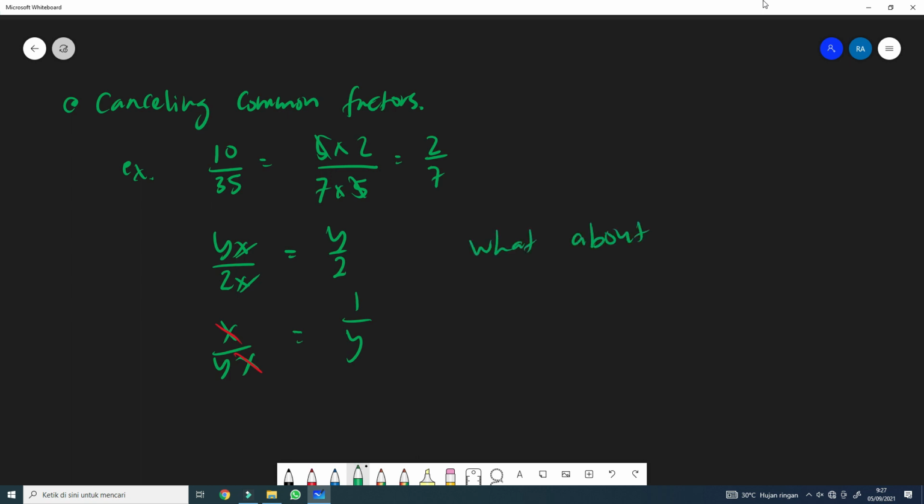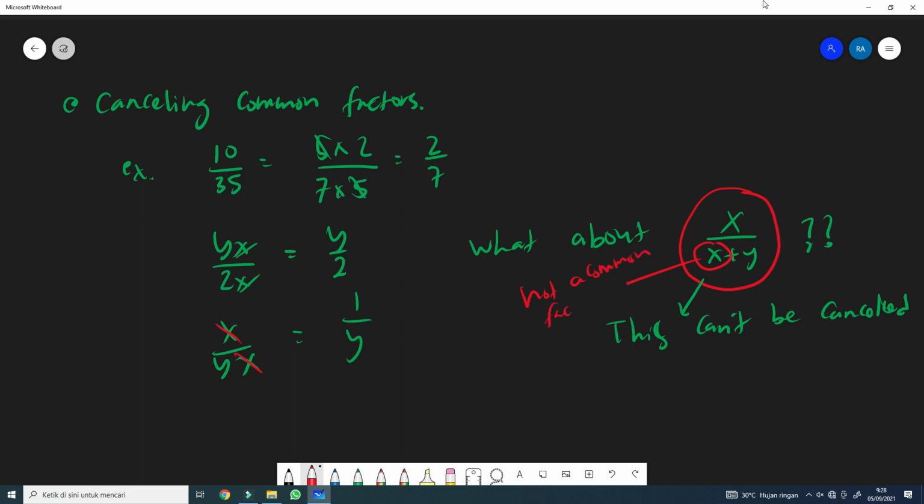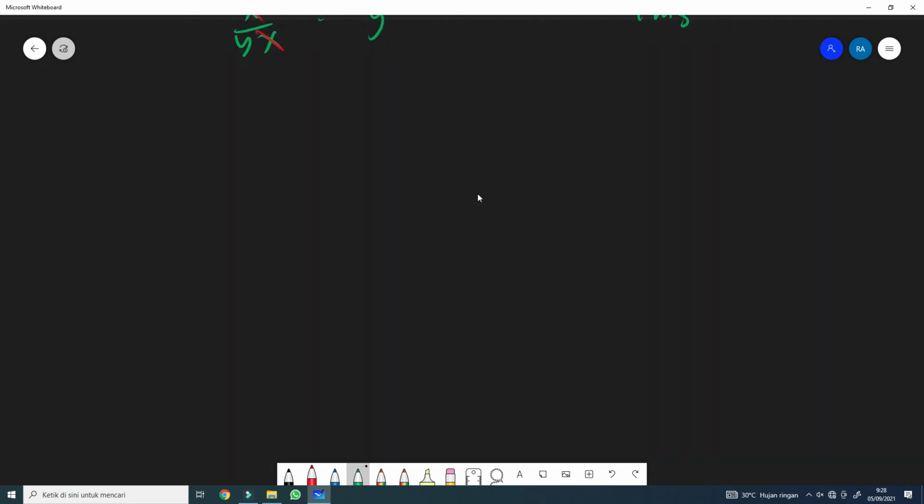What about x over x plus y? This cannot be cancelled because the x here is not a common factor. Next, we have abc over 3ac. This becomes b over 3 because we cancel a and c.